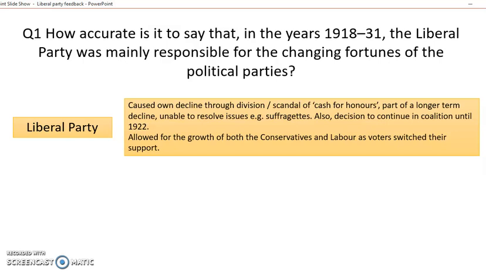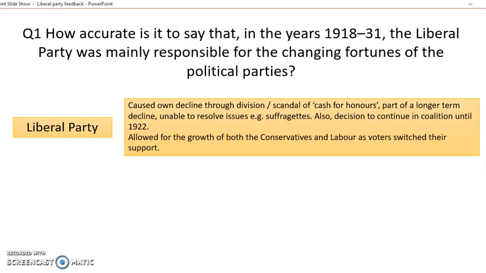But also, there is an argument put forward by George Dangerfield that the Liberals were already in a long-term decline. They were unable to resolve some of the key issues of the time, the suffragettes, Irish Home Rule. They'd been forced to go against a lot of their core principles during the First World War, an example being conscription, which necessitated massive intervention by the state, but that went against what the Liberals believed in, because they wanted a small state and less interference in people's lives.